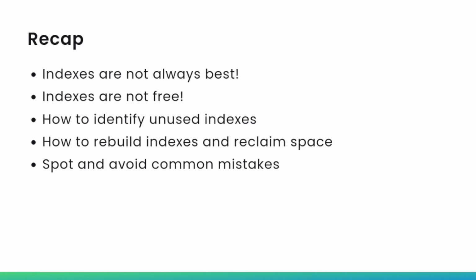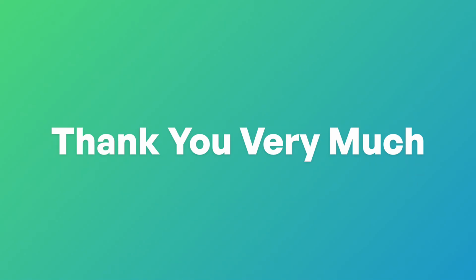To quickly recap this section, we started with a few misconceptions. Indexes are not always best. Remember the haystack example. Indexes are not always free. Remember the table with the 5 indexes, 7 times slower. We discussed how to identify unused indexes. If you remember, we used the information schema table and we reset the counter. We talked about how to rebuild indexes and reclaim space. We discussed briefly about bloat, how to reindex and now reindex concurrently. And then we saw a lot of very silly common mistakes that prevent the database from using the index.